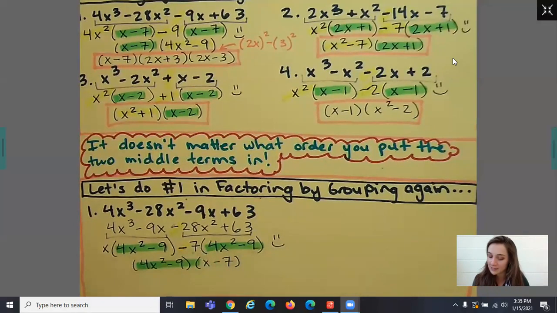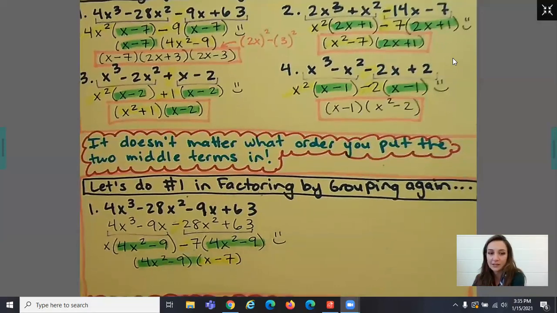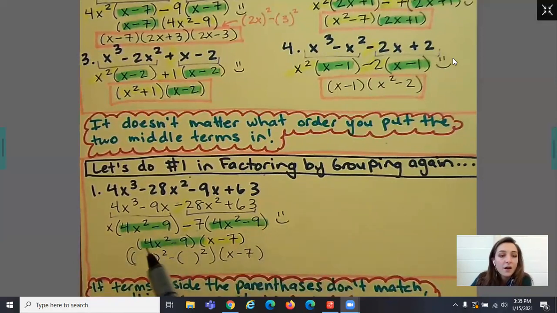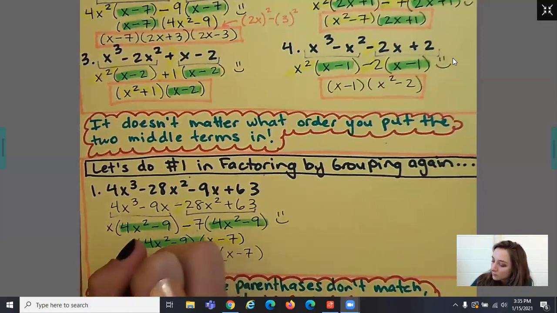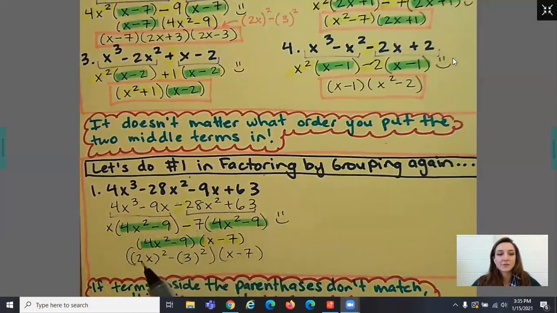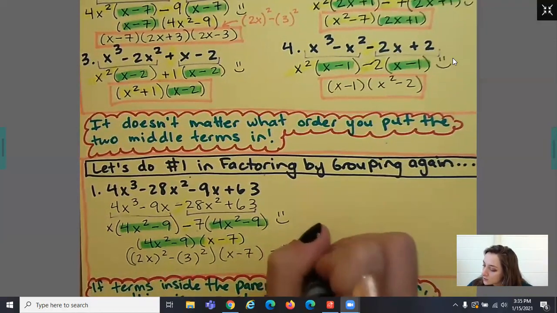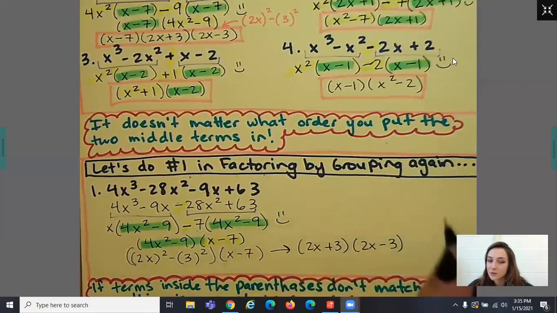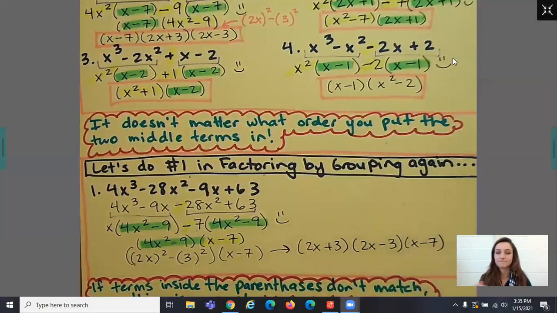So we do have that 4x squared minus 9, which is a difference of squares because 4 has a perfect square, x squared has a perfect square, and 9 has a perfect square. So let's rewrite this as something squared minus something squared. The square root of 4 is 2, the square root of x squared is x, and the square root of 9 is 3. So since we have this, it's going to be first term plus second term, first term minus second term. And we are going to get 2x plus 3, 2x minus 3, and then our last one, x minus 7.